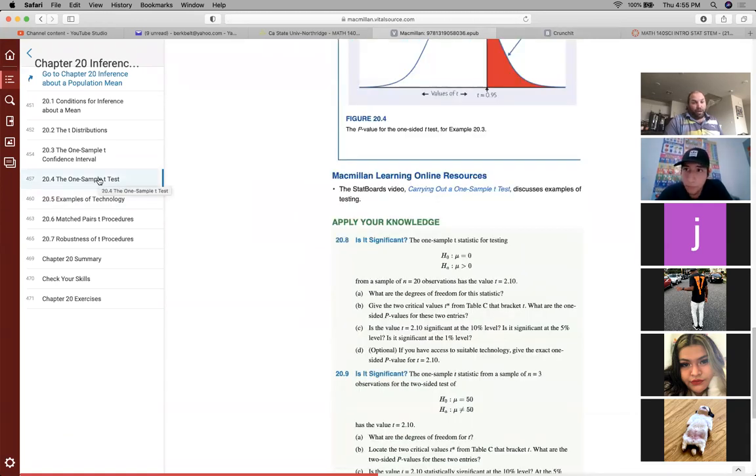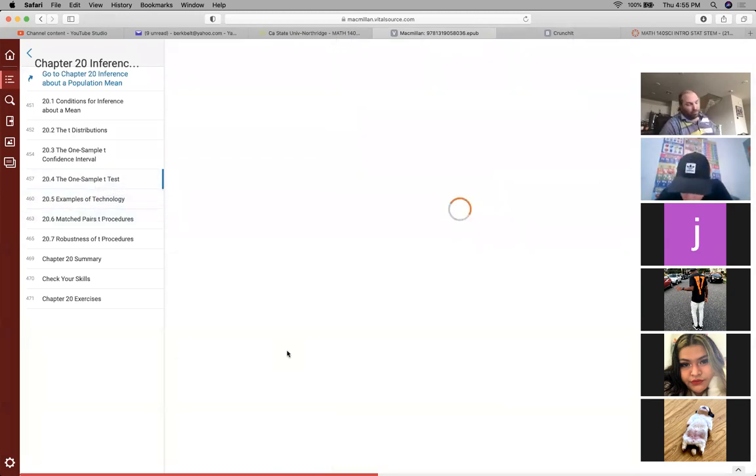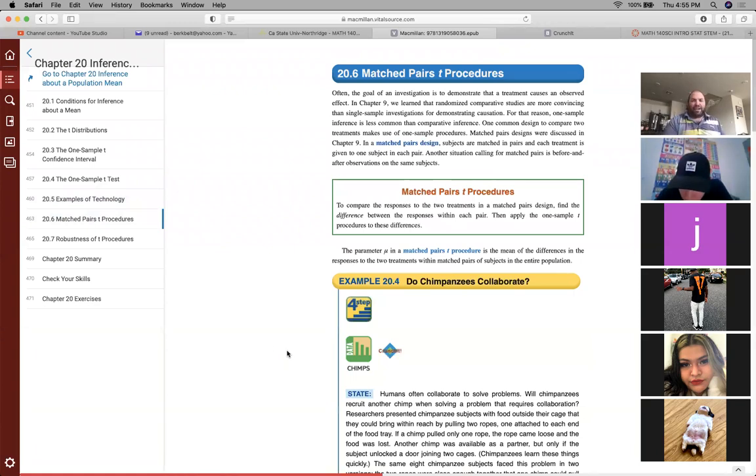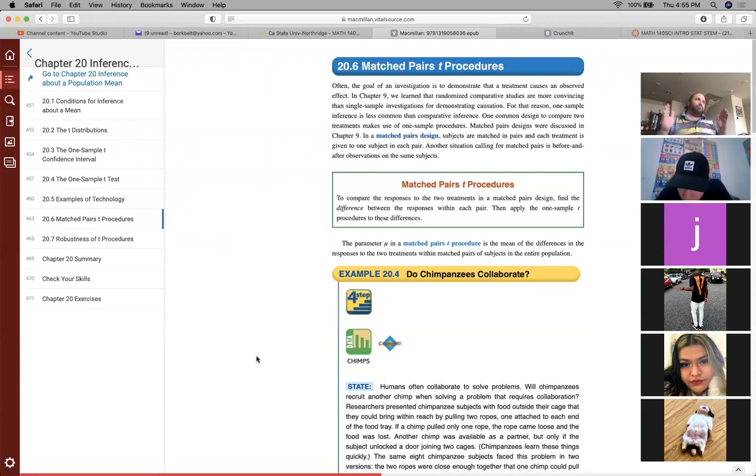So then we go to the matched pair t-test. Remember on Crunchit, it said one sample, two sample, or pairs, or paired. That's what this is. This is the paired. And the paired is when you are comparing two things that are connected.